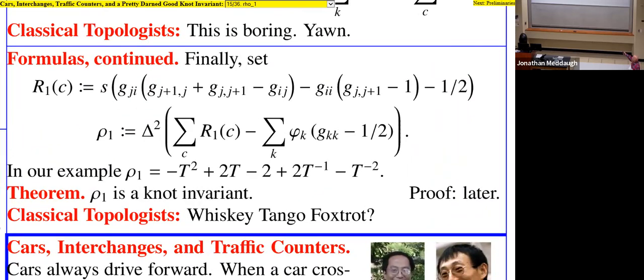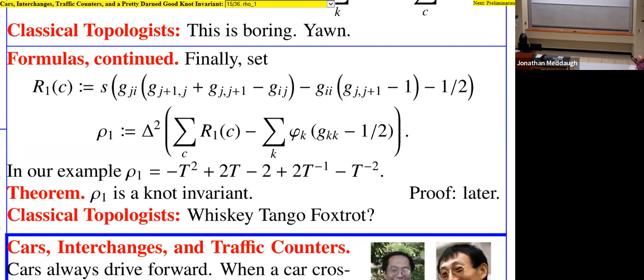And then I define row one, and row one is my invariant, the invariant I'm going to talk about. And it's just the sum of the R1 terms. So it's a sum of one contribution per crossing, and this contribution is quadratic in the matrix elements of G, minus something which is linear in the matrix elements of G, and it's a correction term. So it's a sum over the edges. For each edge, you take its rotation number and multiply by GKK minus a half. And then since it's quadratic in the inverse of a matrix, it will have denominators. So you clear the denominators by multiplying by the determinant squared, namely by the Alexander polynomial squared.